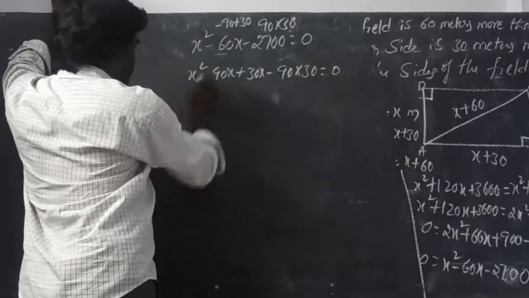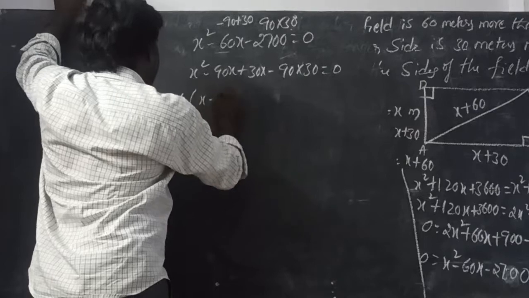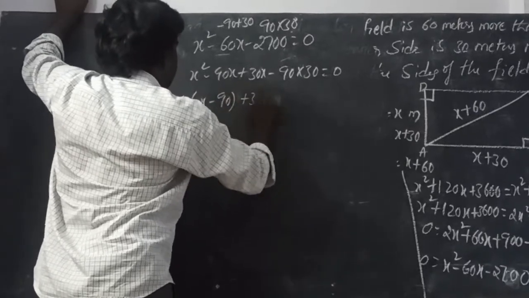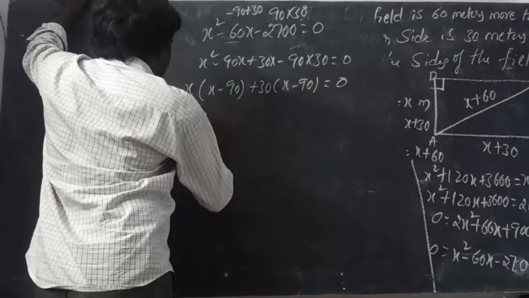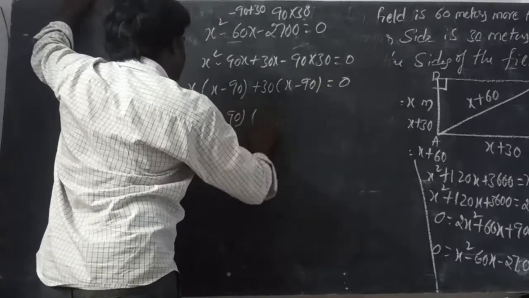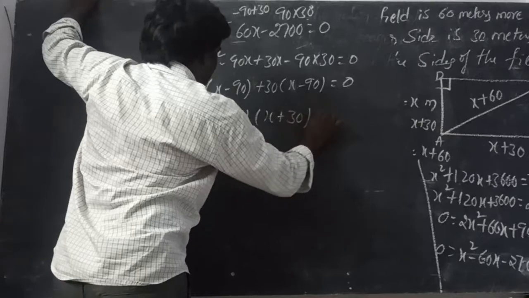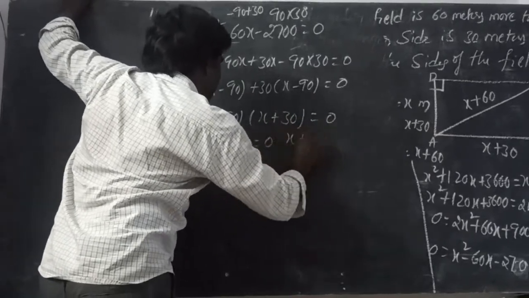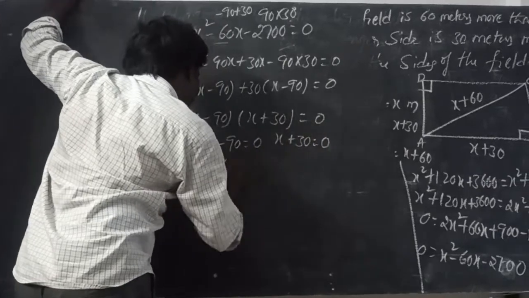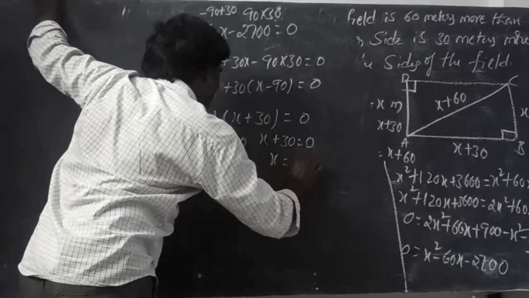In these two, what is common? x of (x minus 90) plus 30 of (x minus 90) is equal to 0. So (x minus 90) into (x plus 30) is equal to 0. So x minus 90 is equal to 0 and x plus 30 is equal to 0, so x is equal to 90, or x is equal to minus 30.